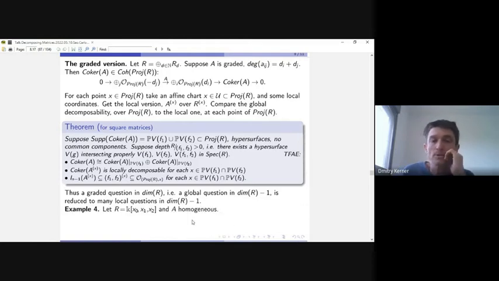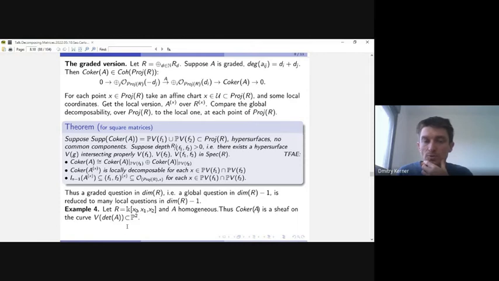This is the simplest possible. Let's take the ring of just polynomials in 3 variables, and suppose A is a homogeneous matrix. All the entries are homogeneous in these 3 variables of the same degree. And then the co-kernel is a sheaf on the determinantal curve. The determinant of this A will be some homogeneous polynomial. It will define the curve in our plane, in the projective plane. And the co-kernel of the matrix lives on this curve.